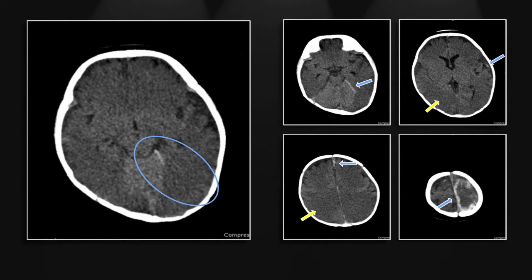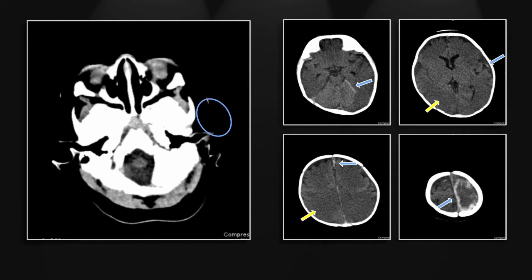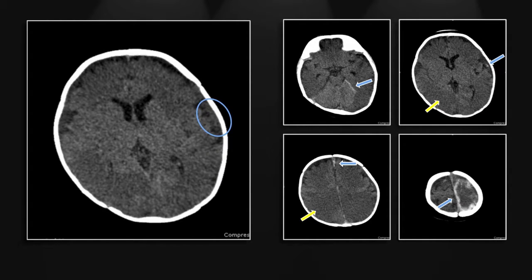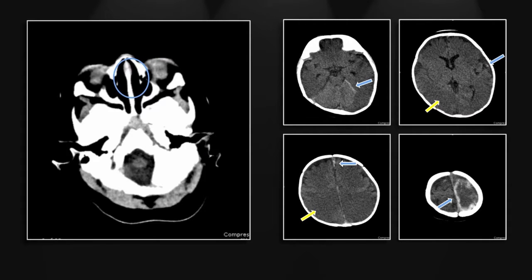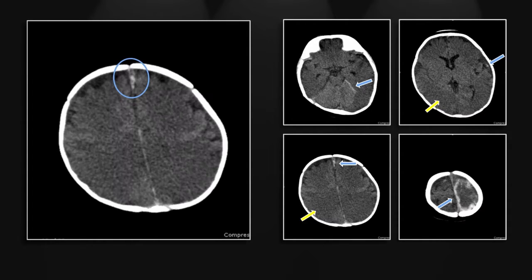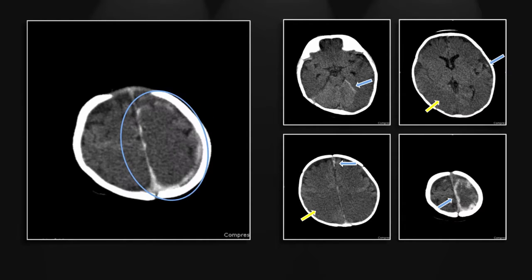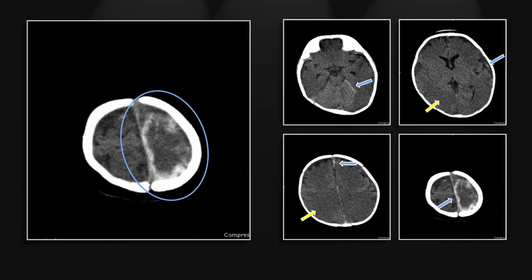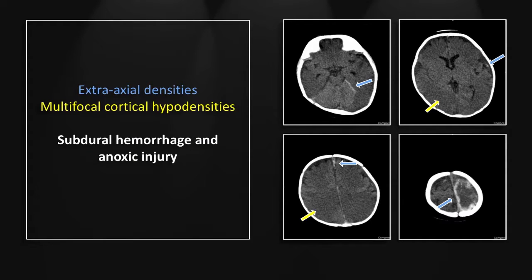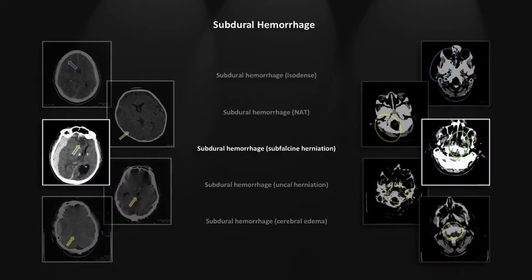Here's the asymmetric tentorial density, the Sylvian fissure density, and increased density overlying the frontal lobes, the parafalcine density, and last, the densities at the vertex. So that is a case of multifocal subdural hemorrhage resulting from non-accidental trauma with coincident strangling injury and multifocal ischemic damage to both cerebral hemispheres.